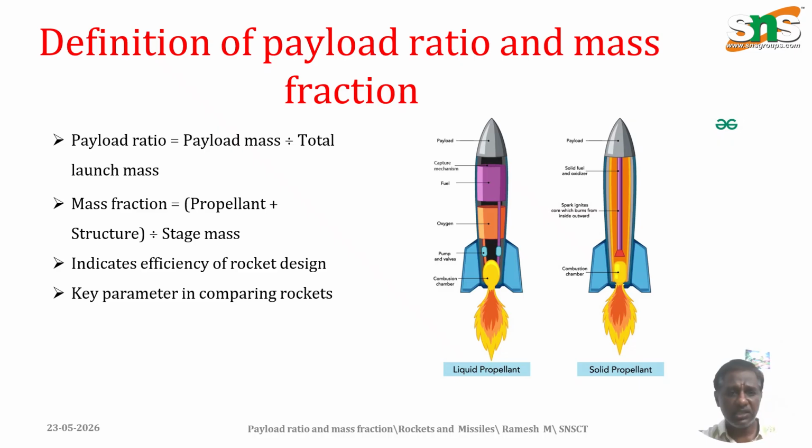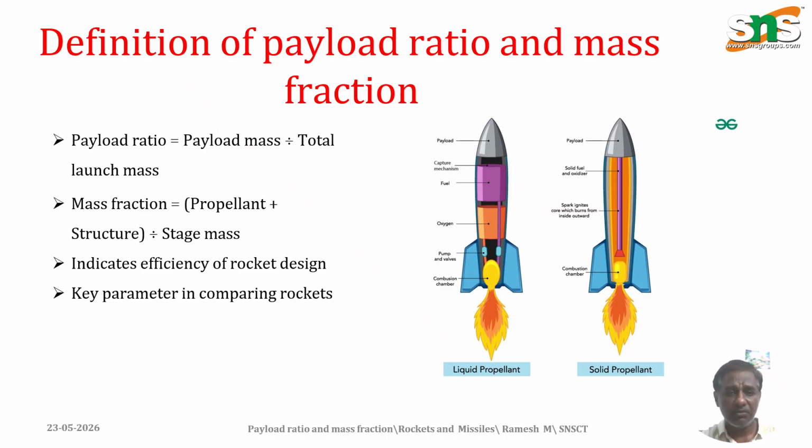However, in practical rocket systems, the payload ratio is usually very small because a major portion of the rocket mass is occupied by propellant required to overcome the Earth's gravity and atmospheric resistance. Payload ratio is an important performance parameter in launch vehicle design because it directly affects the mission capability, launch economy, and overall efficiency. Engineers continuously attempt to improve the payload ratio by using lightweight materials, efficient propulsion systems, optimized structures, and advanced staging techniques.